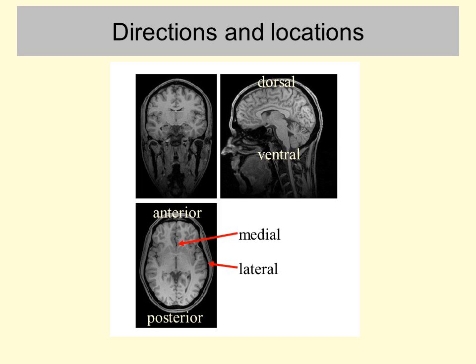Things near the midline of the brain, this is the midline I'm highlighting here, are referred to as medial, and things near the edge of the brain are referred to as lateral. Here I'm just showing medial and lateral as they would be appearing on this coronal slice. And of course these things, as I said, concerning dorsal and ventral, could also be used as relative locations as well as absolute locations.